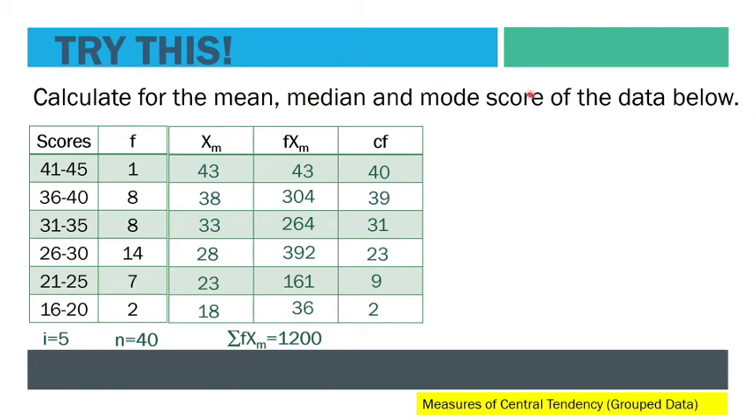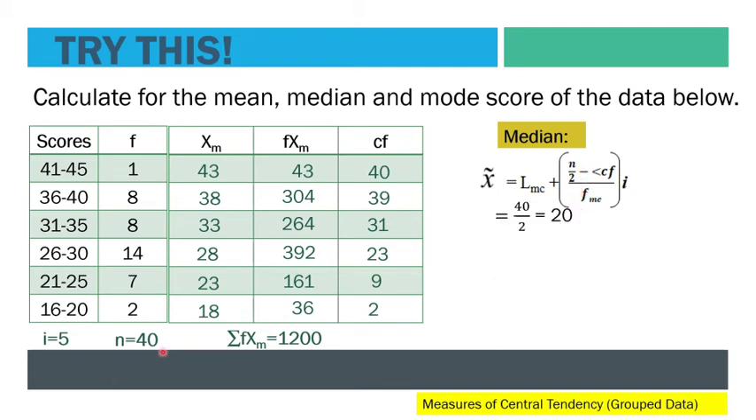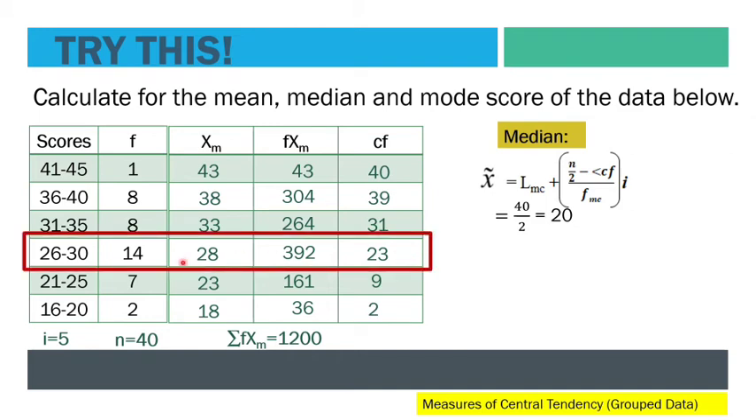Let's now solve for the median. We will use this formula, okay? So the first step is to determine the median class. How do we do it? We use this formula, the n over 2, the halfway point. So that n is 40. We divide it by 2, that would give us 20. Okay, so we have to locate the middle point or the halfway point on the CF column. Do we have 20 here? No, so we have to get the number which is greater than 20, and the first number greater than 20 is 23. So the median class lies on this row.